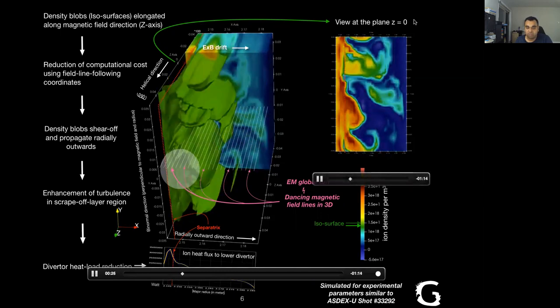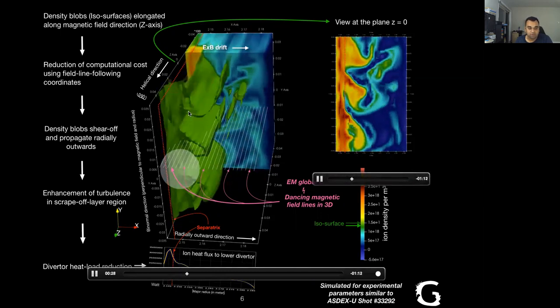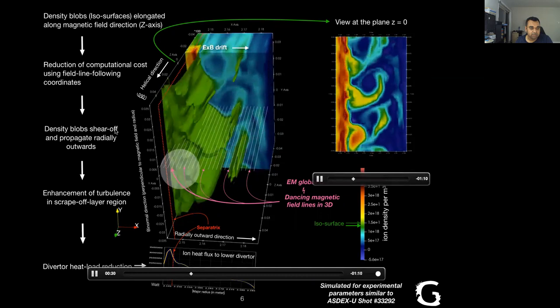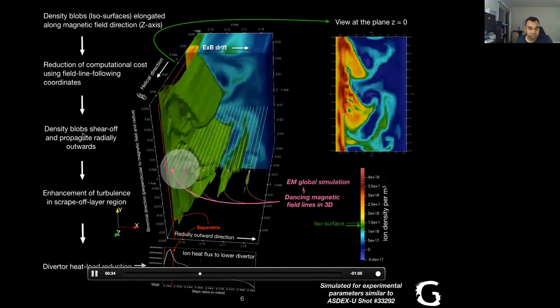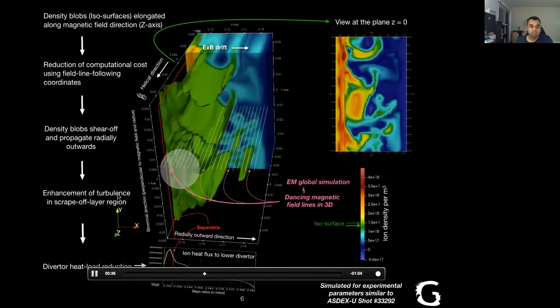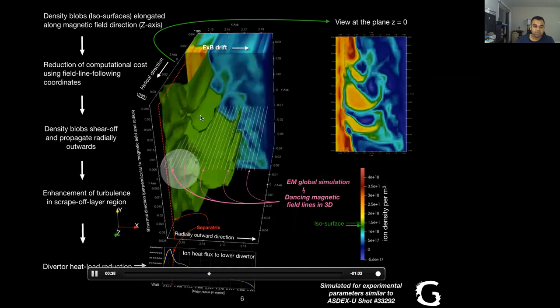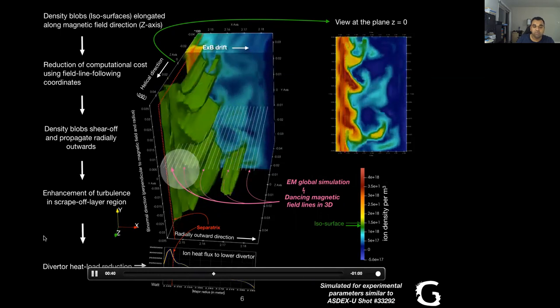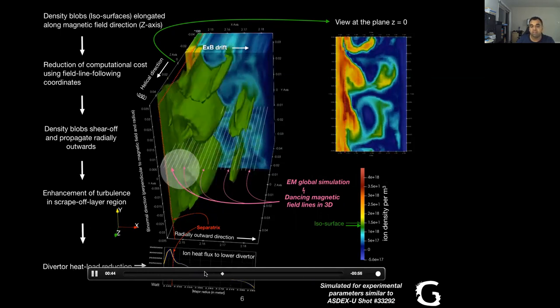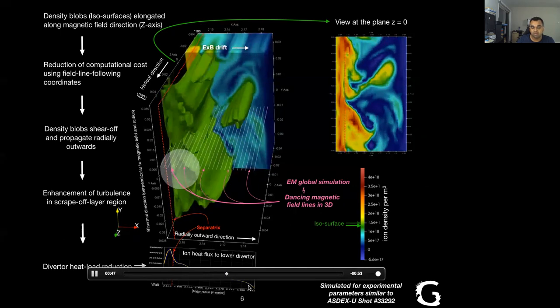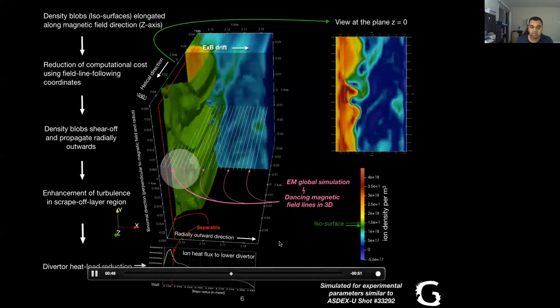So this is the view in the z equal to 0 plane at the same frame rate, identical things. And they shear off from this separatrix region and propagate in the radially outward direction. And this is how they enhance the turbulence in the scrape-off layer region, thereby reducing the divertor heat load. So we finally measure the divertor heat load at a statistically steady region.